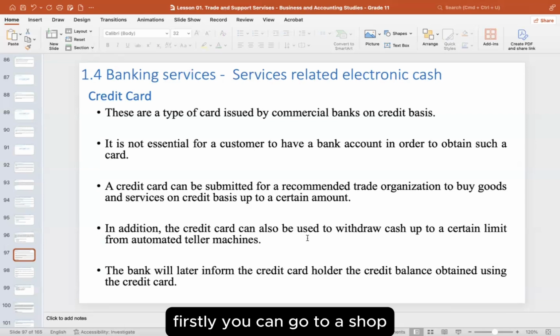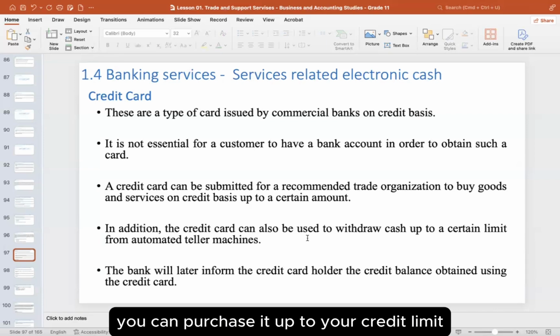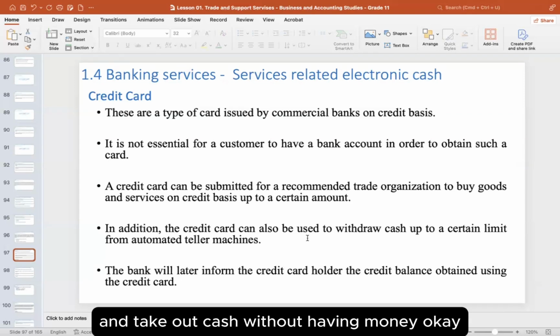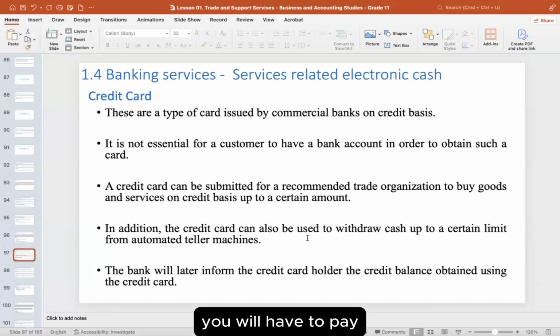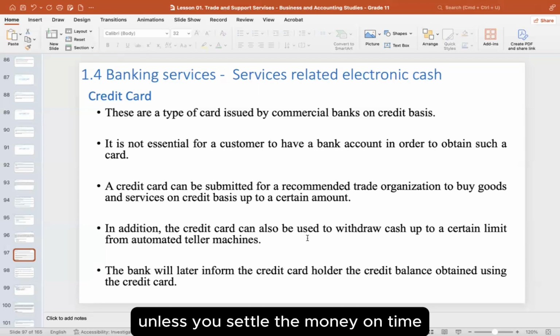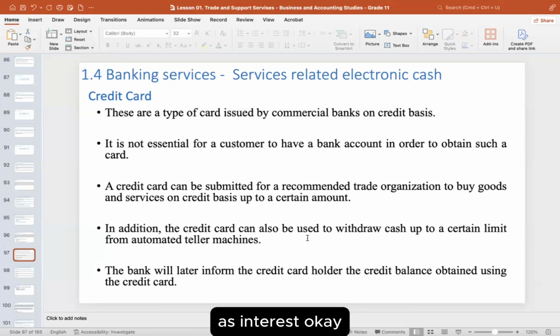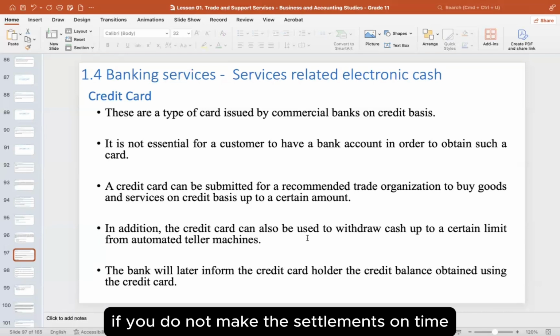Firstly, you can go to a shop, give the credit card, and without having any money, you can purchase up to your credit limit. Or else you can put it into an ATM machine and take out cash without having money. Now, this does not come for free. Unless you settle the money on time, you will have to pay a hectic amount of money to the bank as interest.